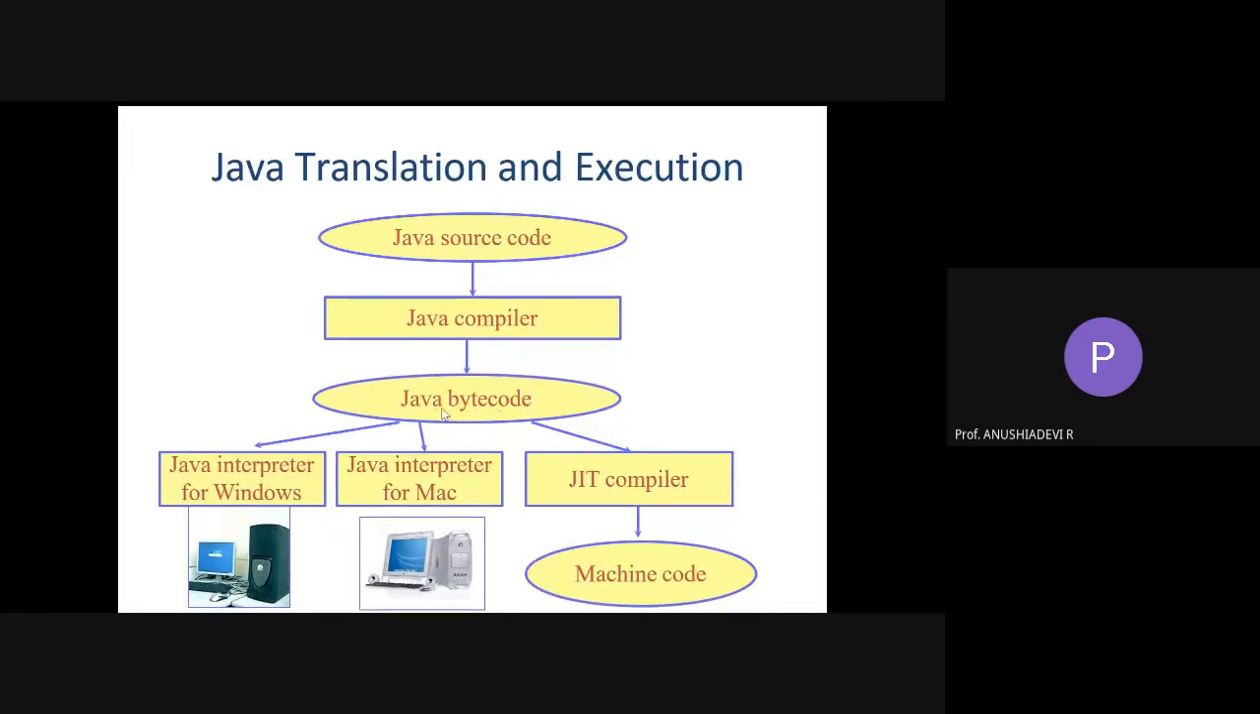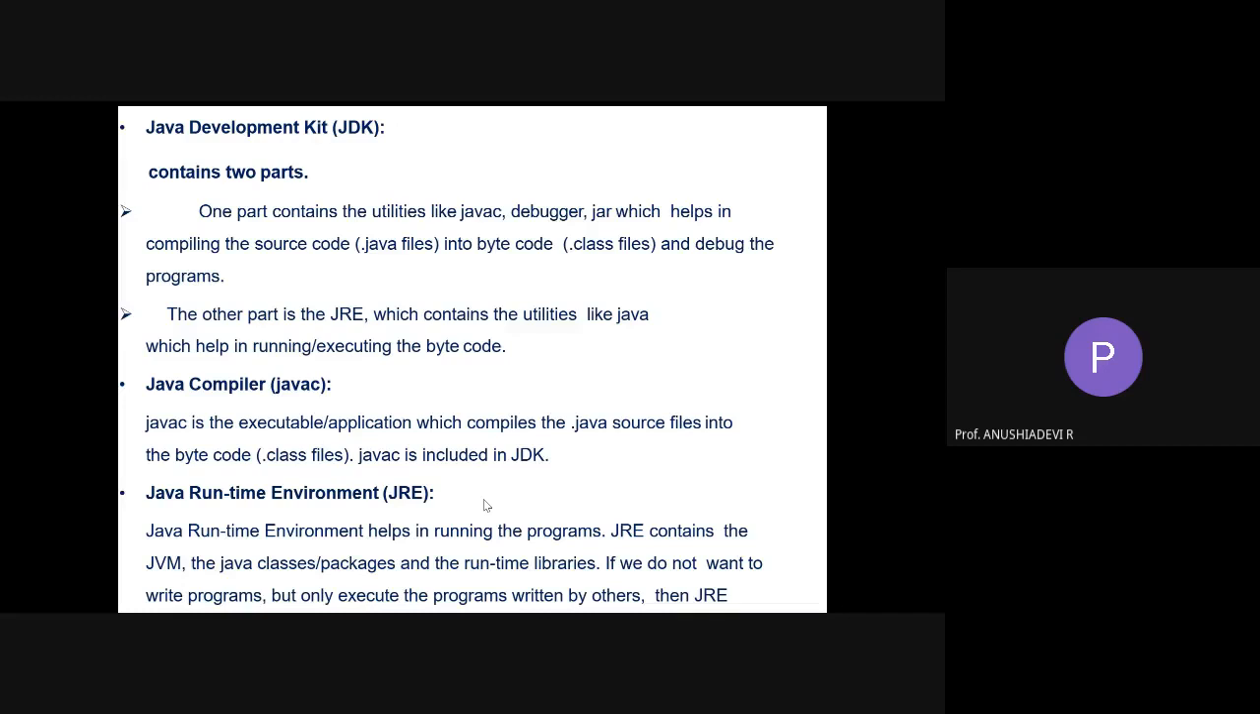The Java source code, Java compiler and Java bytecode are all platform independent, but the JVM and JIT are platform dependent. So we need a separate JVM for Windows, a separate JVM for Mac OS, and a separate Java interpreter for Unix. For different platforms, we need a different Java interpreter, that is the JVM. And JDK is called the Java Development Kit.